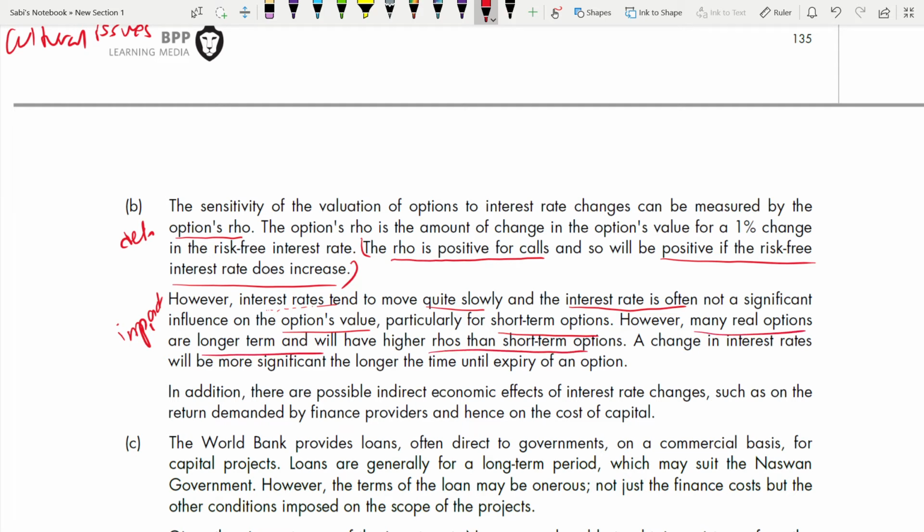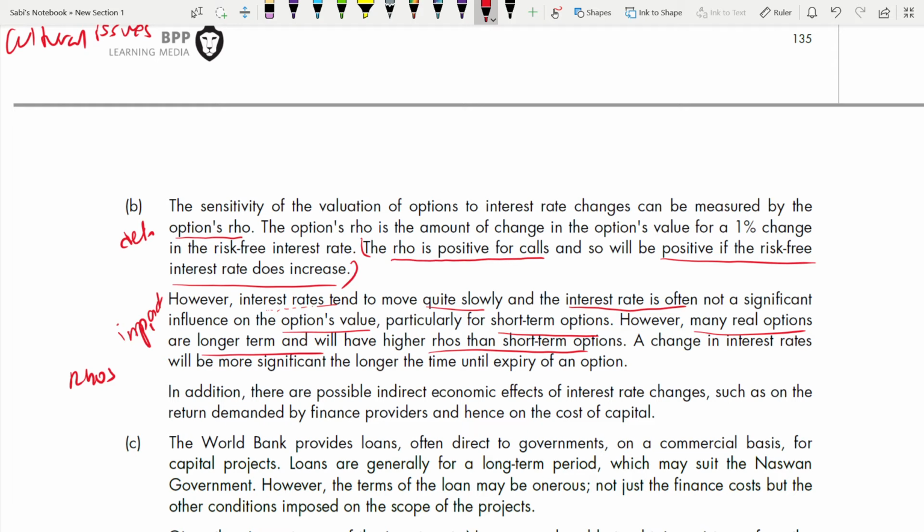Real options are longer term in nature, right? Option to delay, you will not take 1 month option to delay or 1 month option to expand. In this example, it was for 3 years, so you will take for a long term. So if you are taking for a longer term, your rho will be higher than short term options.